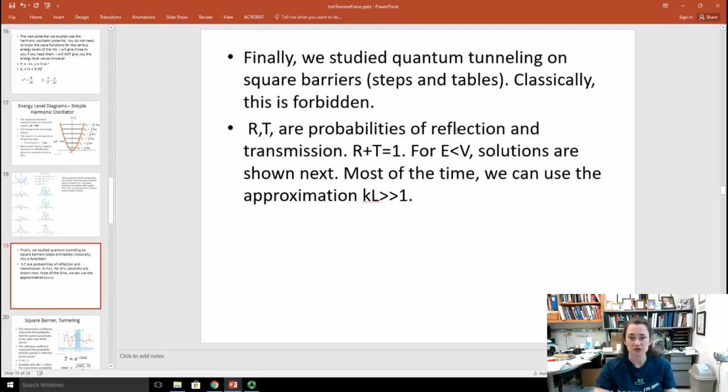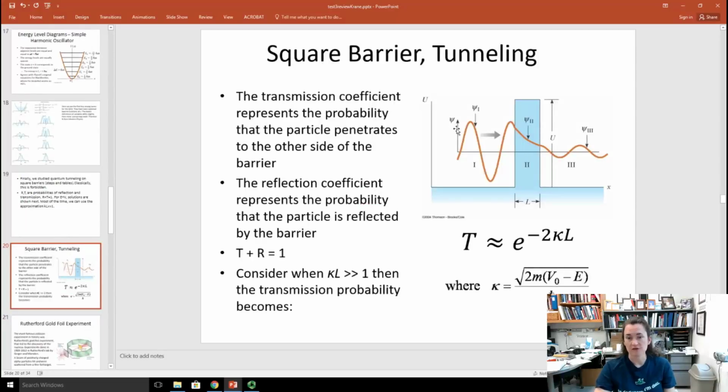Now we're going to talk about the solution where the energy of the particle is less than the potential energy of the barrier. E is less than V. And those solutions are shown next. So this is what it looks like. You have a wave incident on the barrier, which is defined as having some width L, where the beginning of the barrier starts at x equal to 0 and it stops at x equal to L. The potential is 0 outside of the barrier, okay? And inside the barrier, the potential is equal to some finite amount, okay?